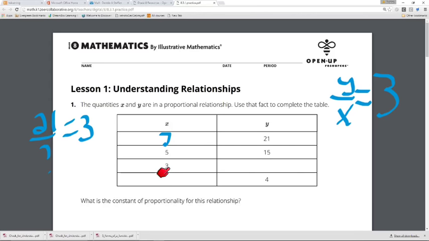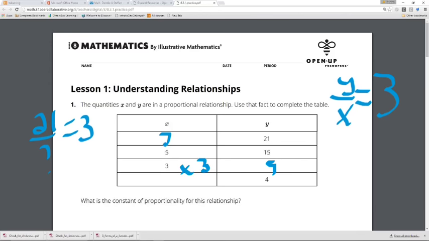Okay, now let's do this one. Since this time I don't have the y and I can't divide, I have to work this way. So instead of dividing, I'm going to do 3 times 3, and 3 times 3 is 9. Now I'm just going to check my work. 9 divided by 3, y divided by x, is equal to 3. And so I know I have the correct answer.